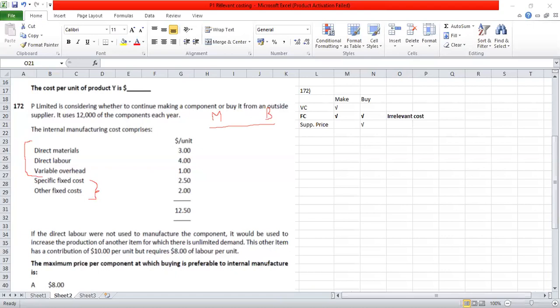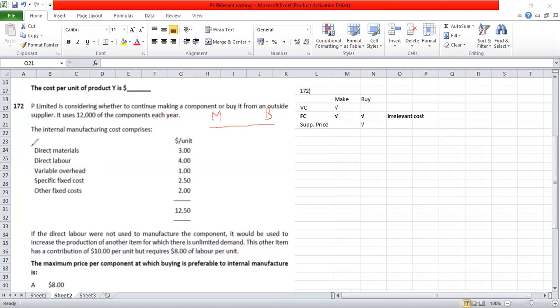Then out of fixed cost, there is one cost which is called specific fixed cost. I have also explained to you one term which is called traceable fixed cost. You remember? So there are two different types of fixed cost. One is traceable fixed cost, one is unavoidable fixed cost. So the traceable part they have mentioned as specific fixed cost. If they manufacture, they incur it. If they do not manufacture, they do not incur it. That is the meaning of it.